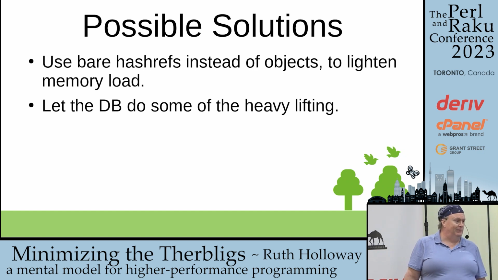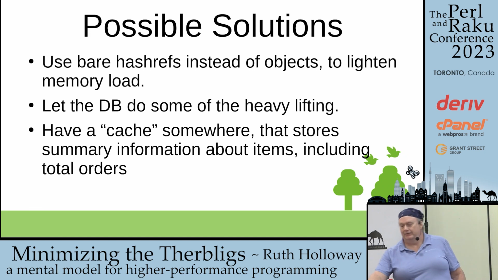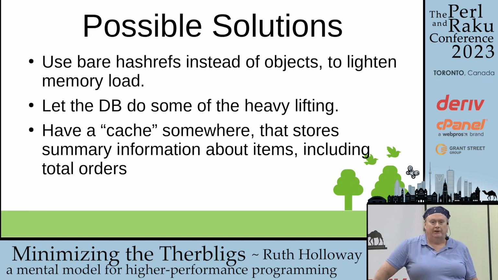Hey, summing things, finding the minimum and maximum, doing things over ranges, it's good at that. If you're using a reasonably modern database and not SQLite, then, SQLite's great for small data sets. It's good for testing. But when you get to the real world and you're doing real world applications, you're going to be using something heftier. And that heftier thing is probably better at doing that kind of data collation than you can write in Perl. So let it. You might put a cache there that stores summary information, including total orders, say, by year or by month.